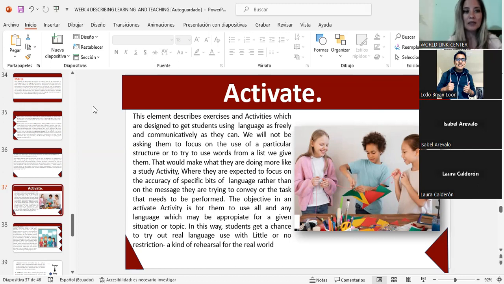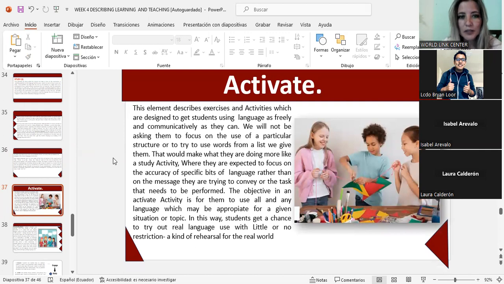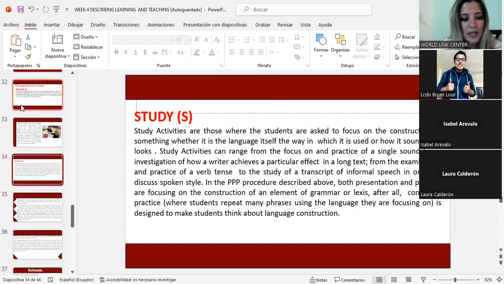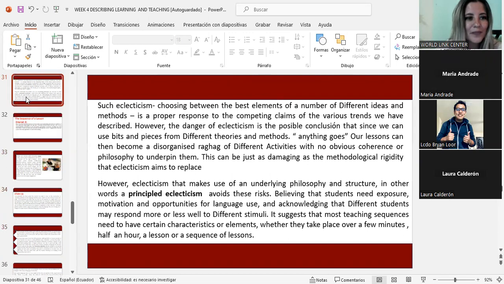It is clear about activate, and the last part is feedback. But what is the most important part for me? I cannot forget the engage. I cannot forget the engage. Do you understand this part, dear students? Do you have questions? Engage, study and activate. Hello, students? I don't have questions.